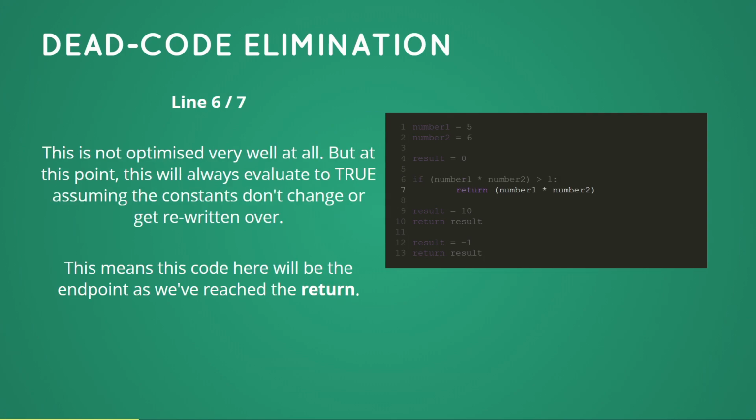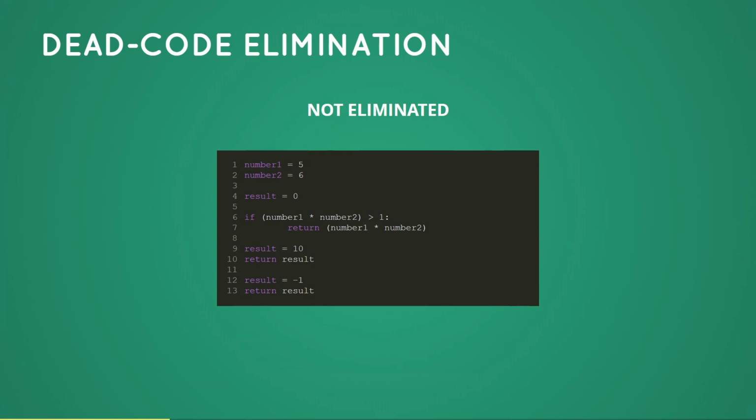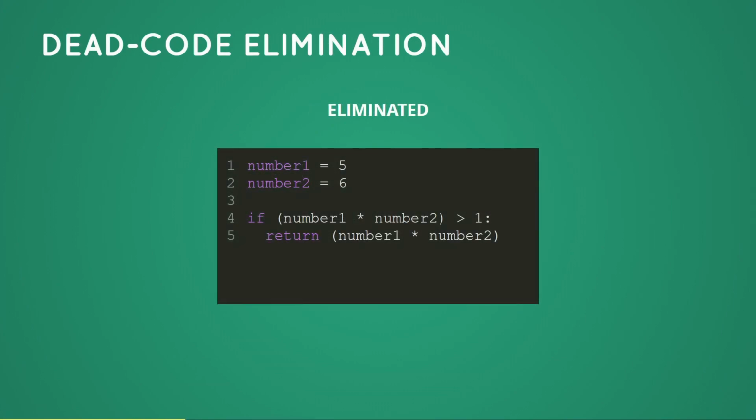Although this is not optimized, we've hit a true case. We assume this as the numbers will not change, but at this point, we've hit a return, which means this is the end of the script, which leaves the last lines as redundant because those will never be reached, assuming that we're working with constants. If we're not working with constants, the chance of this being hit is more likely, but in this case, as we're working with constants, numbers that won't change, this code here will never be executed. Yet again, this is non-eliminated. And here's the script, shrunk by using dead code elimination.